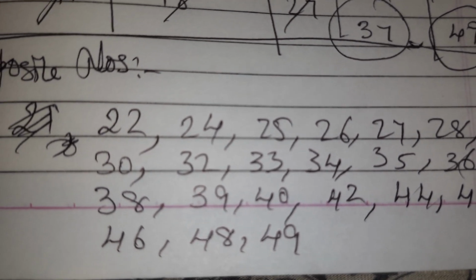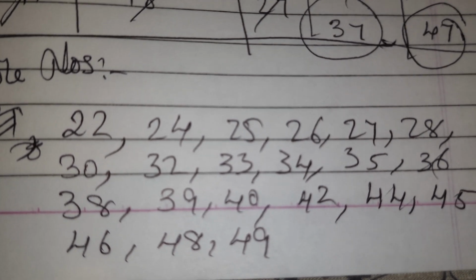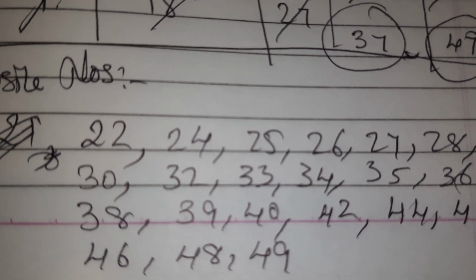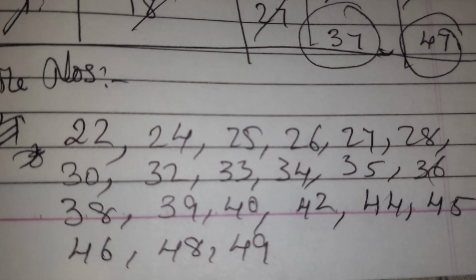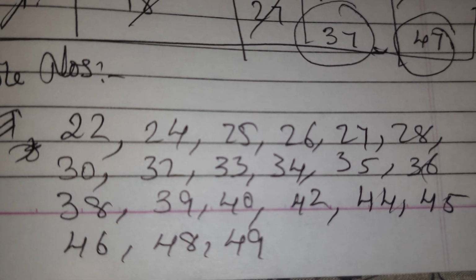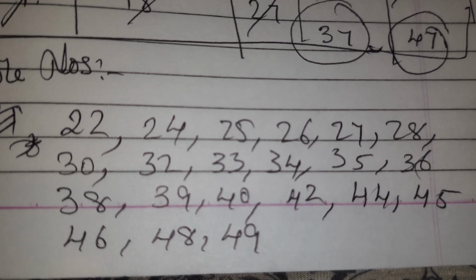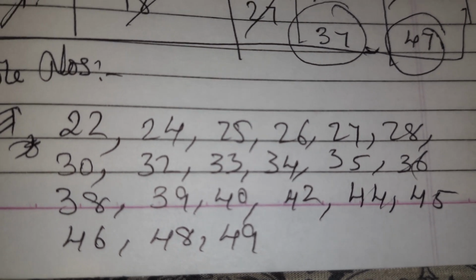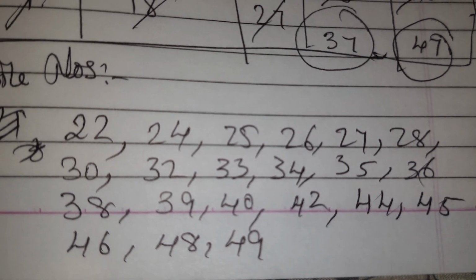Composite numbers. I wrote by mistake 21. We should not include 21 because they are saying between 21 and 50. So we should not include 21 and 50. Between that only we have to pick up. So 22, 24, 25, 26, 27, 28, 30, 32, 33, 34, 35, 36, 38, 39, 40, 42, 44, 45, 46, 48, 49. These are composite numbers, children.